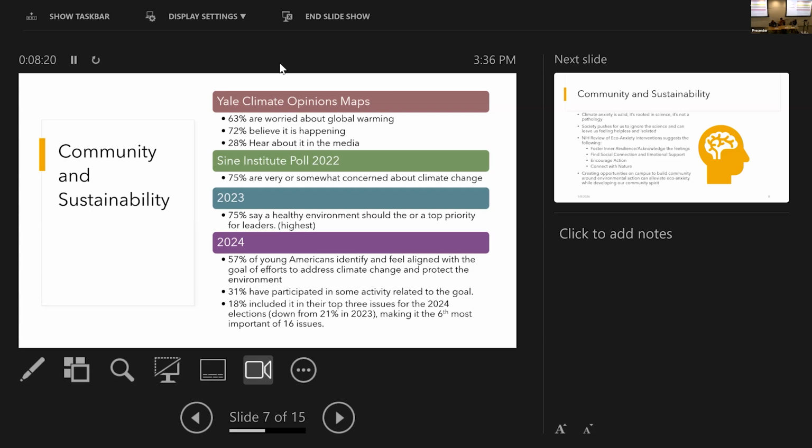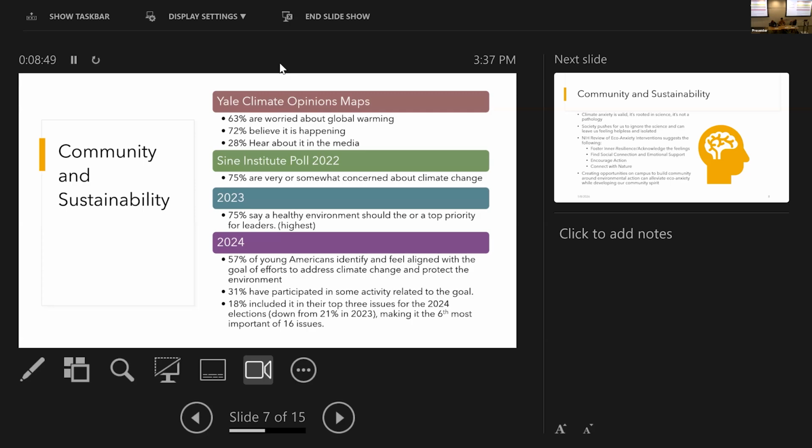And so from their work, we know that 63% of Americans in total are concerned about global warming. We know that they're worried about what's happening. We know that even more believe that it's happening. 72% of Americans believe that global warming is happening, and the vast majority of those believe that it's because of humans. So then there's this disconnect, though, between what people think about and how much they're talking about it.